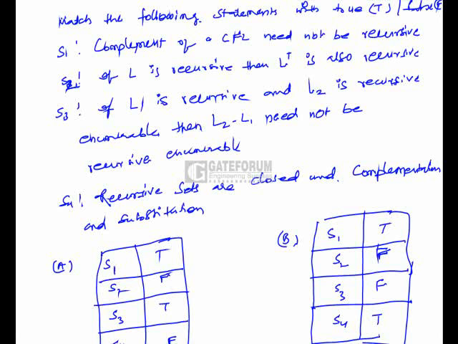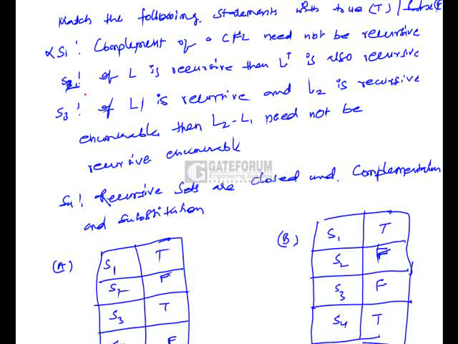Here in this question, 4 statements are given and we have to identify which of them are true. Statement 1. Complement of a CFL need not be recursive. This is false. Why? Because complement of a CFL must be recursive. So we can say statement 1 is false.